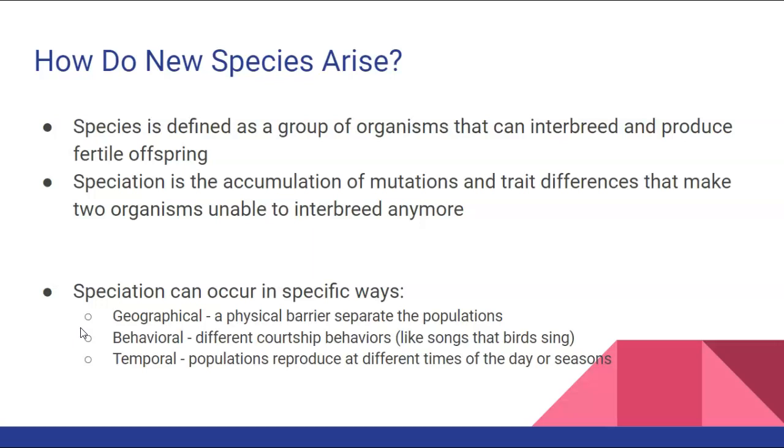Temporal deals with time. So this could be that populations reproduce at different times of the day, or different seasons, right? There's flowers that bloom at different times of the year. So temporally, looking strictly at time, they are unable to reproduce with other flowers because they bloom at different times of the year, right? Different seasons.